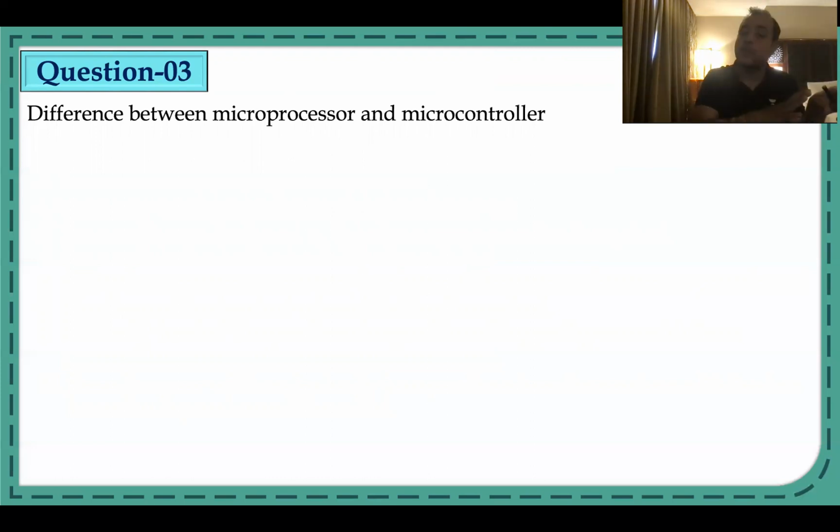So microprocessor can perform a variety of functions. It is heavier, it has higher processing power, and it consumes more power. Whereas microcontroller is slower, it has a dedicated functionality, and it consumes lesser power. Okay.